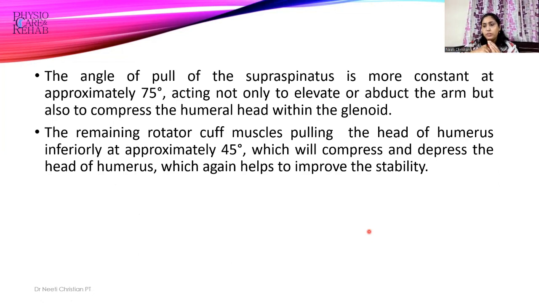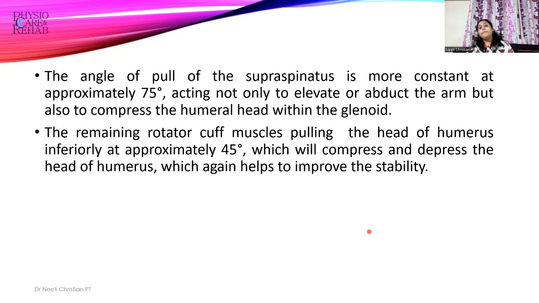When you do abduction, the maximum role of the supraspinatus muscle is between 0 and 15 degrees because it is initiating the movement, but it is similarly active to the deltoid muscle, and the angle of pull of the supraspinatus is more constant at around 75 to 90 degrees of abduction. When you elevate the arm, the compression force of the deltoid is the same, and it is very important. The remaining rotator cuff muscles will pull the head of the humerus inferiorly at 45 degrees, which will compress and depress the head of the humerus, which again helps to improve stability.